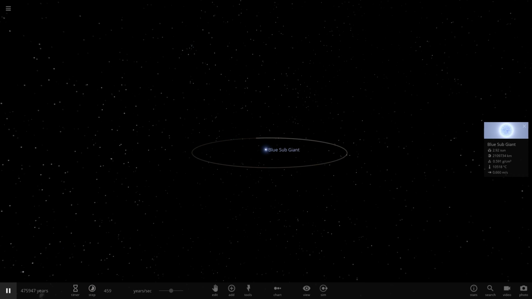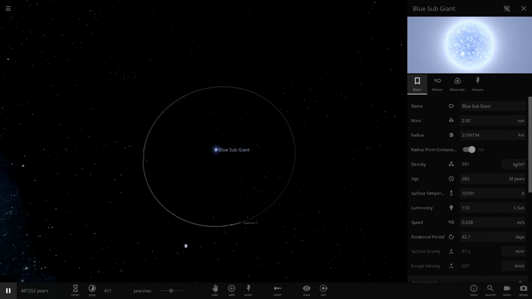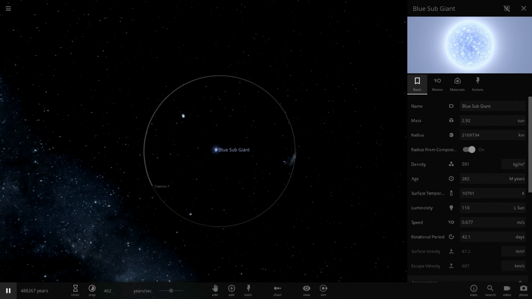That's where I really want to stop with this episode right now, because all I can say is the biggest stars are not going to last that long. This star is already halfway through its life, and it's a subgiant.